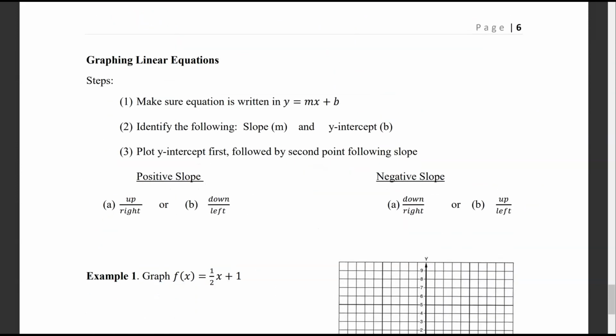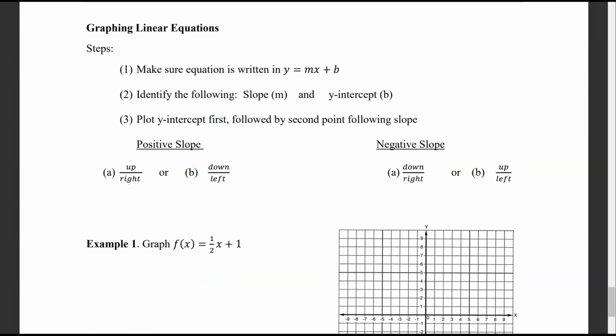Let's talk about graphing linear equations. We've talked about this already a little bit, so this might be review, and that's okay. We want to make sure that the equation is written in slope-intercept form. This is going to be huge in order for us to graph it easily. If it's written in standard form like this, we're going to want to move this around in order to get it into y equals form. We want to identify the slope and our y-intercept, because it's going to be important.